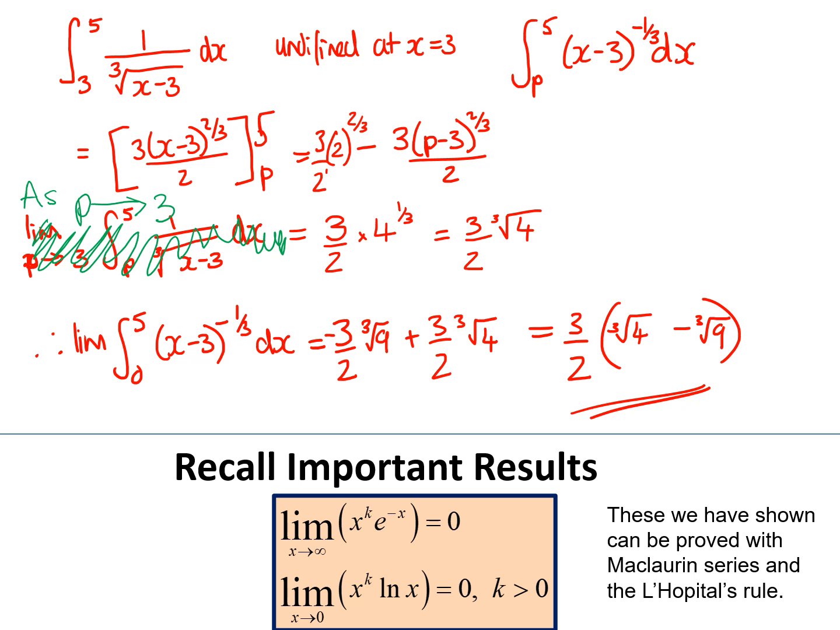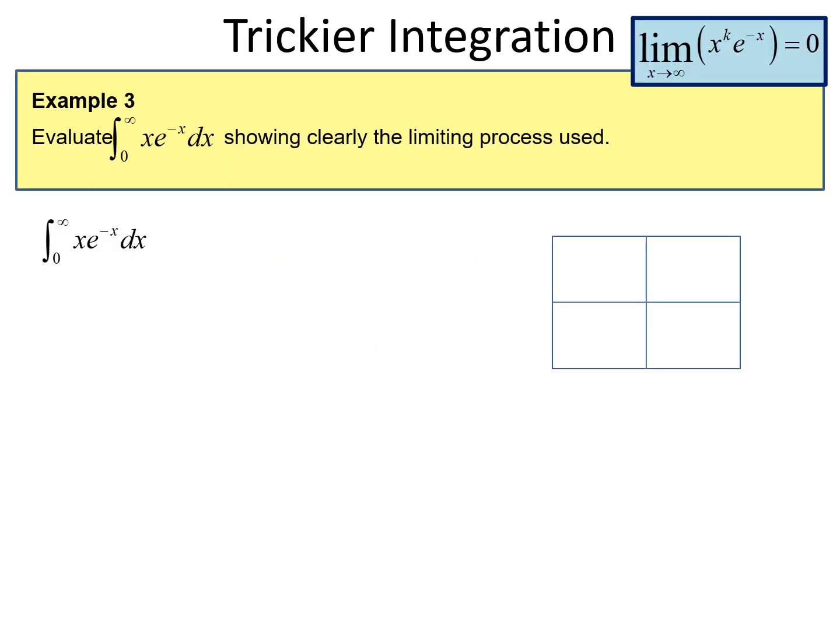Right, at the bottom of this page it says recall the important results. We just proved this one a bit earlier today with L'Hopital, and you proved the previous one with Maclaurin some time ago. So we're still doing improper integrals, but it's just that the integration is getting a bit trickier.